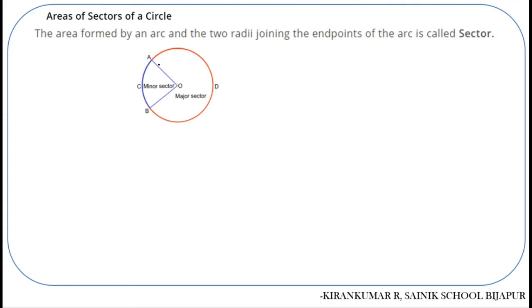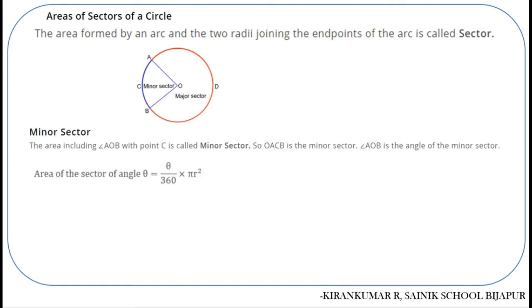The area enclosed here is ACBO, which is minor sector. The area enclosed ADBO, it is major sector. Area of minor sector: the area including angle AOB with point C is called minor sector. So OACB is minor sector. Angle AOB is angle of minor sector.